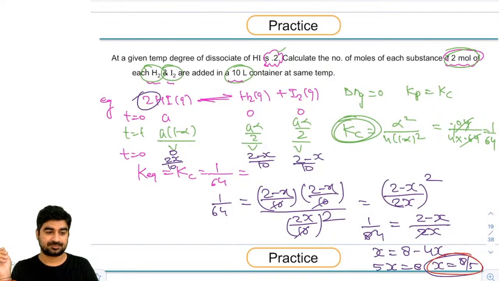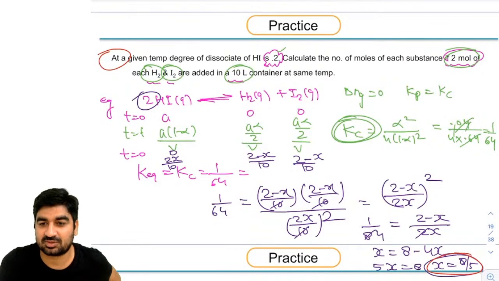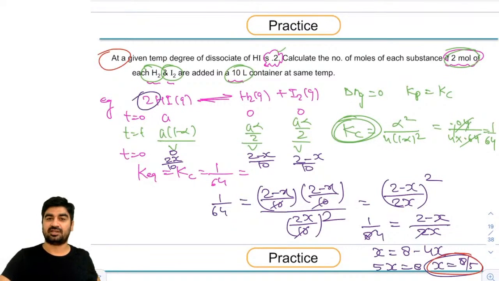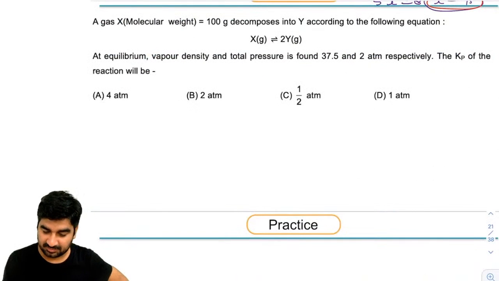Any doubt, guys? And now you can calculate each and everything. So this was really a very good problem. I don't know how many of you have solved it, but it was really a very good problem, right? So now let's move to the next problem, guys.